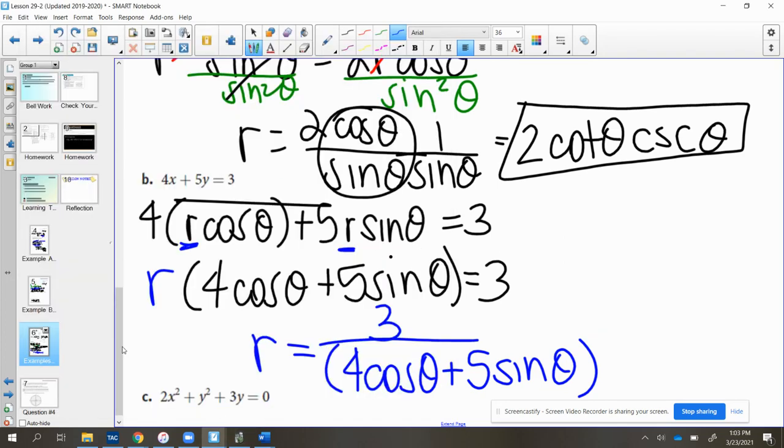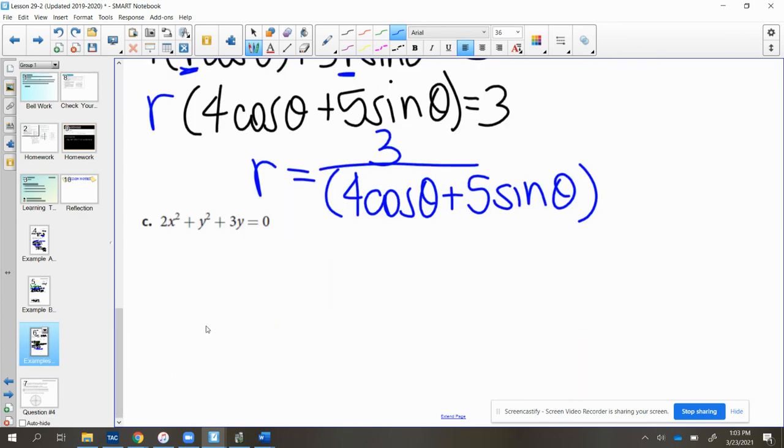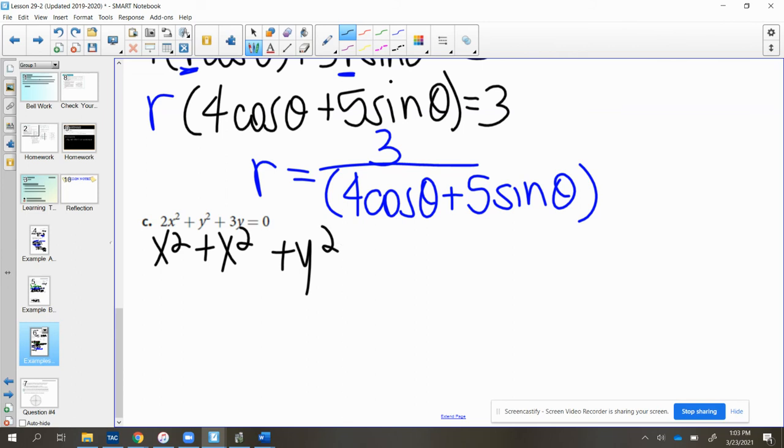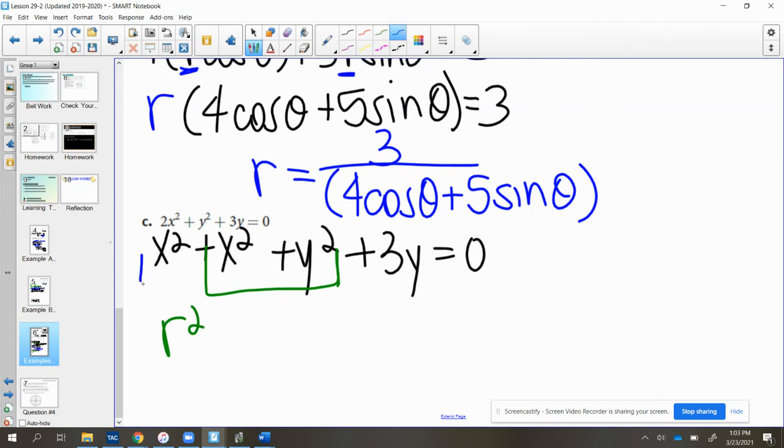All right. Last but not least, our final example. We have here one where we have this 2x squared. So I'm going to start by rewriting this as actually x squared plus x squared, and then plus the y squared plus the 3y equals 0. Because what I can do is make this substitution in for the one for x squared plus y squared. This is now going to be r squared. And then we can substitute in for this x squared. We're going to say that this is r squared cosine squared.